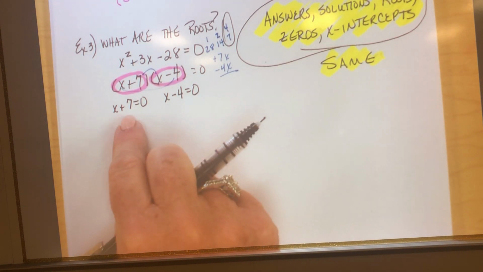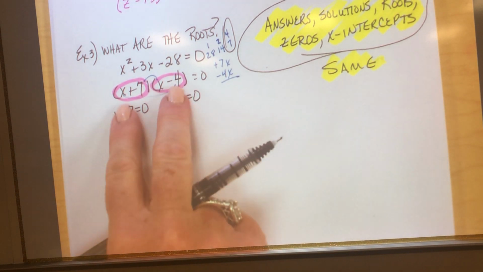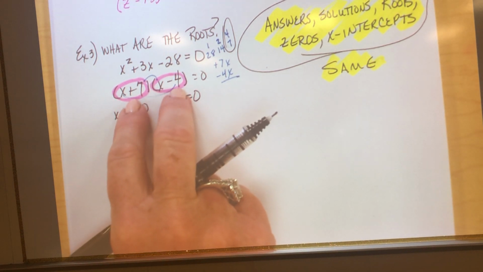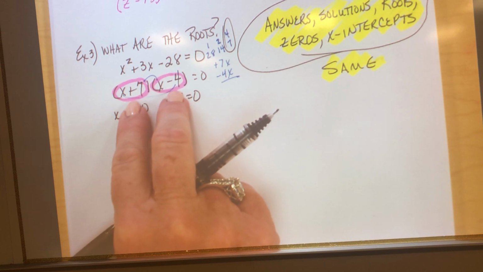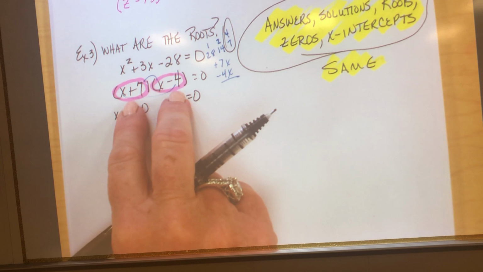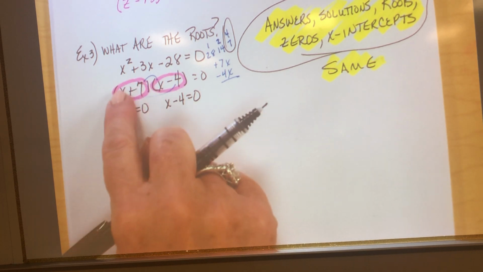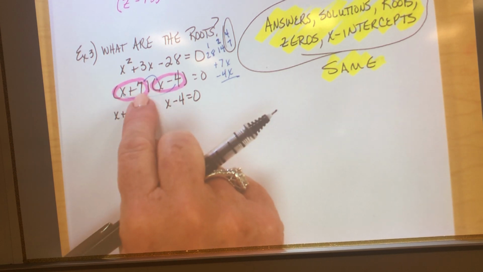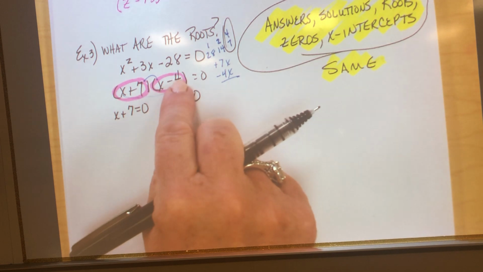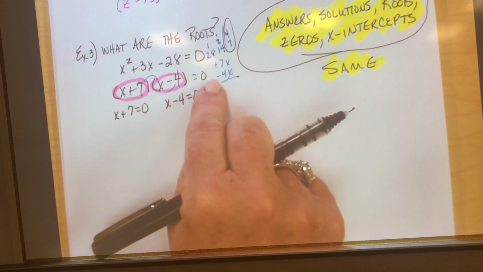I asked, how would I know, if I multiplied two numbers together and they equaled 0, then what do you know about at least one of those numbers? That x is equal to 0? No, that doesn't make sense. This number is equal to 0. If x was 0, this would be 0 plus 7 is 7, and 0 minus 4 is negative 4, and 7 times negative 4 ain't 0. You see what I'm saying?